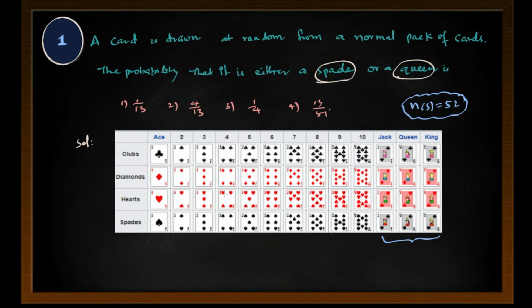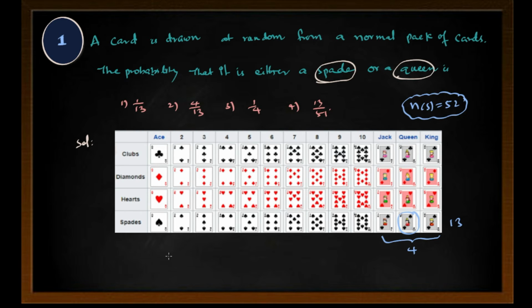Anyway, now come to our question. How many spades are there? A total of 13 spades. And how many queens are there? 4 queens. And how many cards are both queen as well as spade? The common one is only one card, which is a queen as well as a spade.